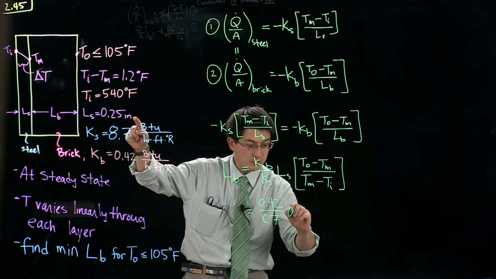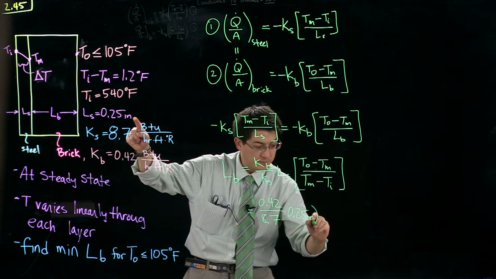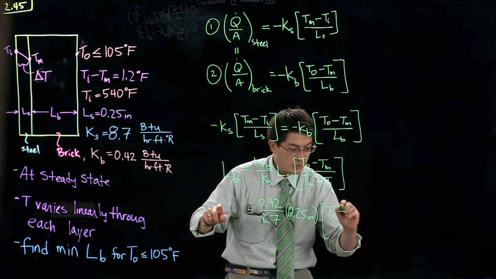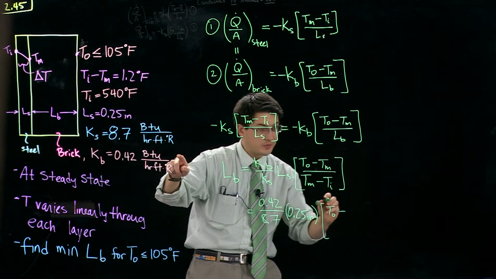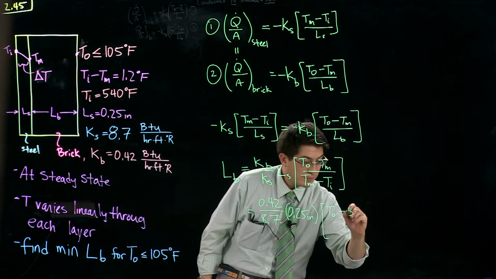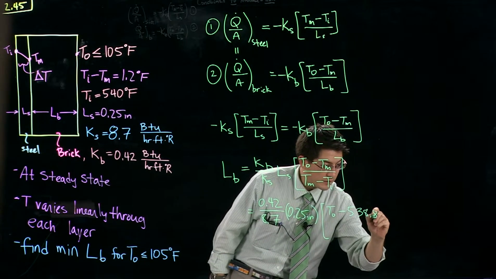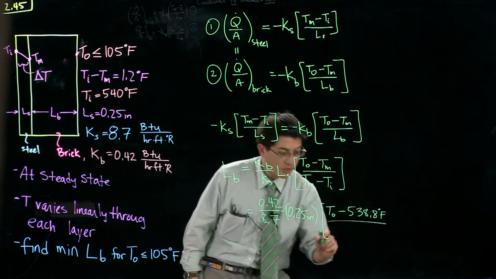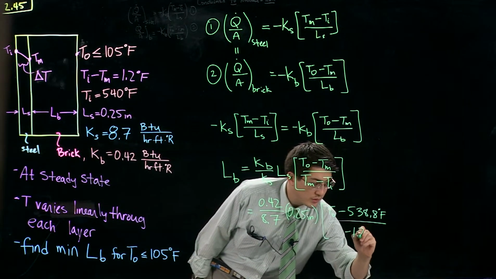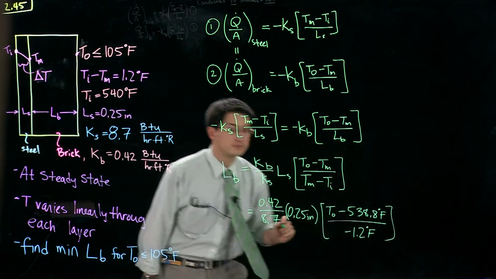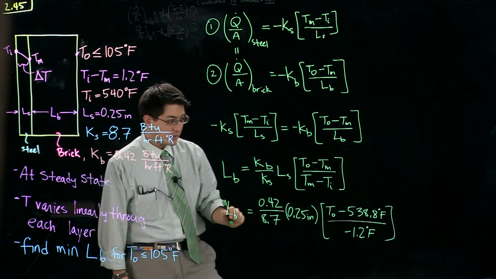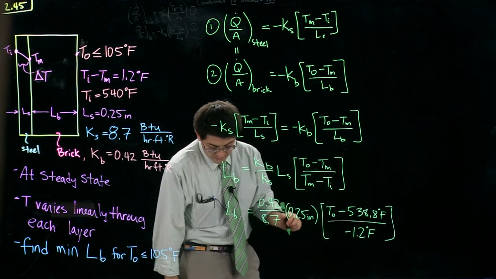Ls, 0.25 inch. T naught, we don't know yet. We're 105, but we'll wait for just a second. Tm, 540 minus 1.2, 538.8 degrees Fahrenheit, over Tm minus Ti, minus 1.2 degrees Fahrenheit. So far, so good. Lb. All right. If I take this negative, switch it around, I can do that.